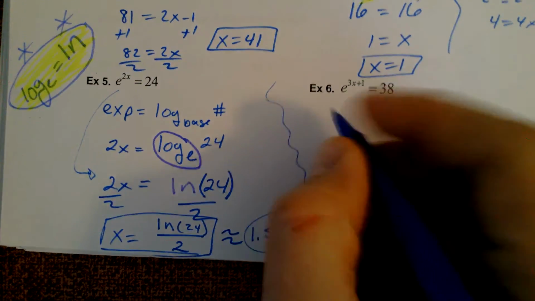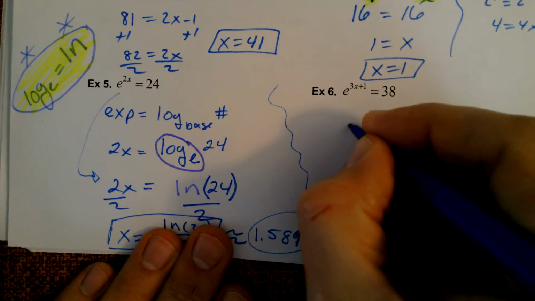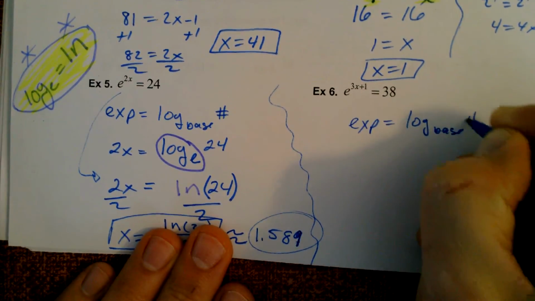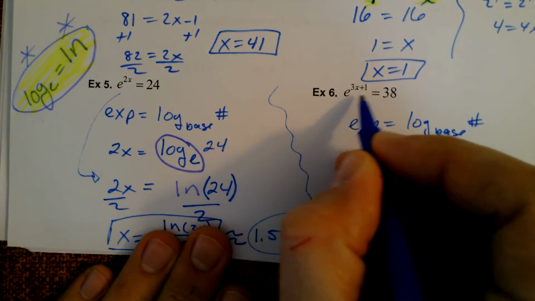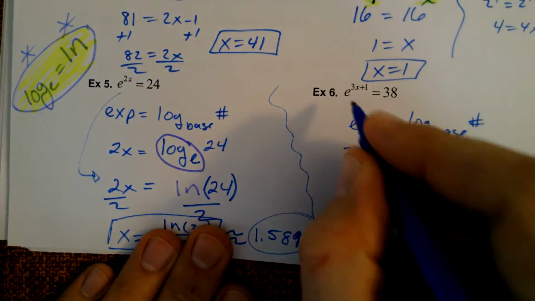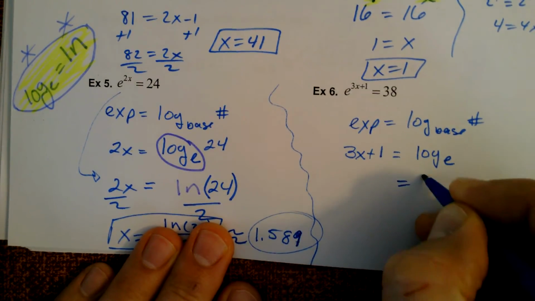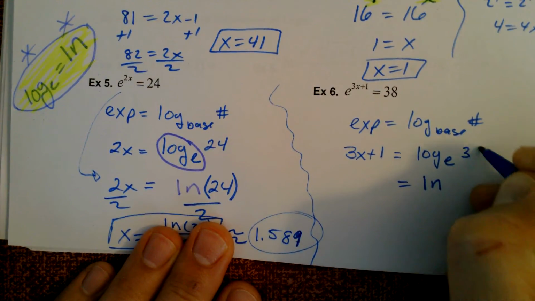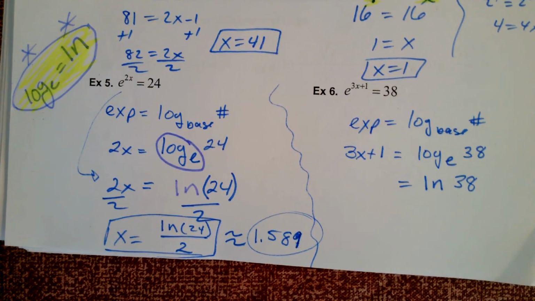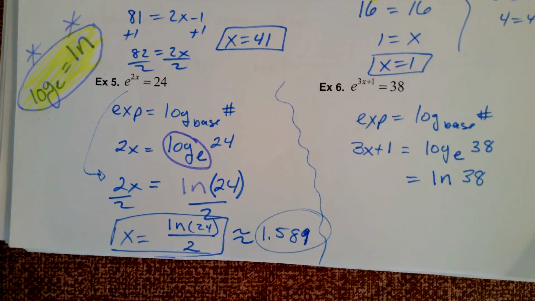But all right, let's finish up number 6 and it'll be time to go. So we got e to the 3x plus 1. Again, I'm doing exponent equals log with the same base, and then the number. My exponent is that 3x plus 1. I have log with a base e. So I'll write this again, but we need to know that's the natural log, and then the number, which is 38. So I got my exponent, I got my base, and then the number falls into the log.